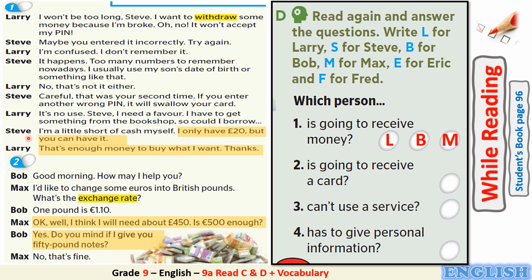When Steve said to Larry, "I only have 20 pounds, but you can have it." Larry: "That's enough money to buy what I want, thanks." Then Max said, "Okay, well, I think I will need about 450 pounds. Is 500 euros enough?" "Yes. Do you mind if I give you 50-pound notes?" Well done, my students.